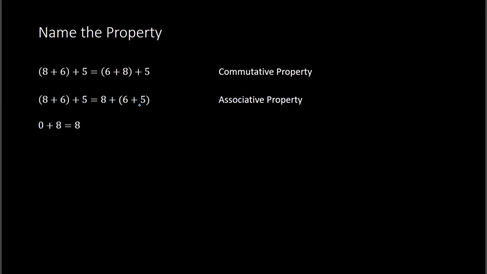Next we have 0 plus 8 equals 8. This property would be your identity property. It's identity because you're adding 0, which does not change the identity of the number 8.